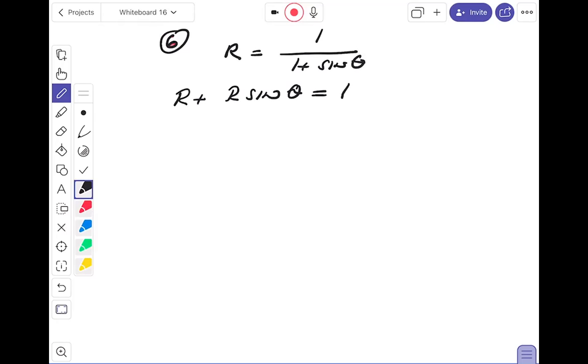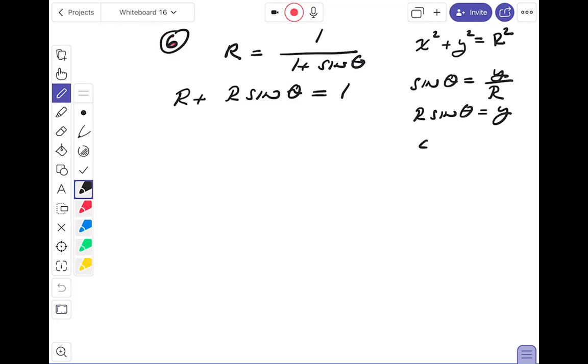Well, hopefully you want to go back over your notes and familiarize yourself with the relationships. I'm going to write a few down for you. I know that x squared plus y squared is equal to r squared. And I'll write another one down for you. Sine of theta is y over r, or r sine theta is equal to y. I'm also going to write down cosine of theta is equal to x over r, or r cosine theta is equal to x.